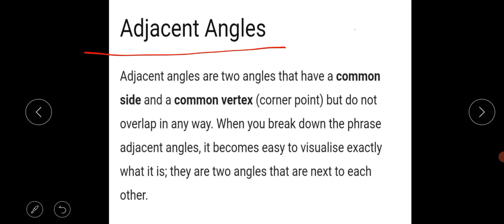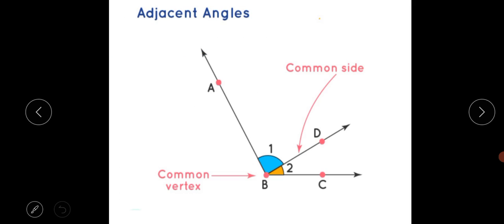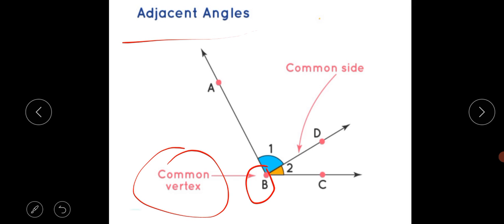Next is adjacent angles. Adjacent angles are those angles that have a common side and a common vertex but do not overlap in any way. If you want to break them out, then both angles are separated from each other. For example, B is the common vertex, and common side BD is there.